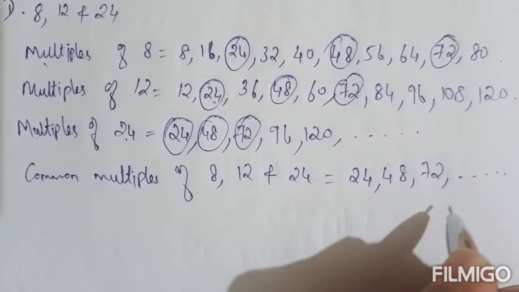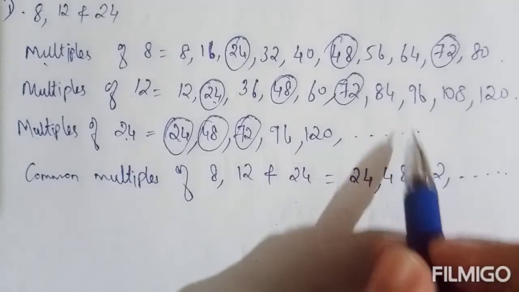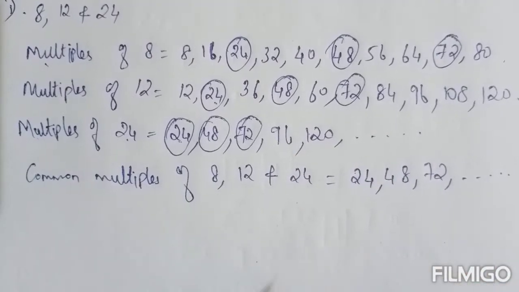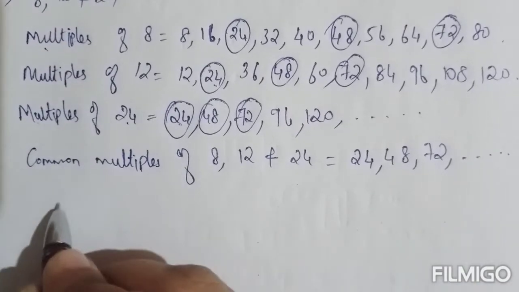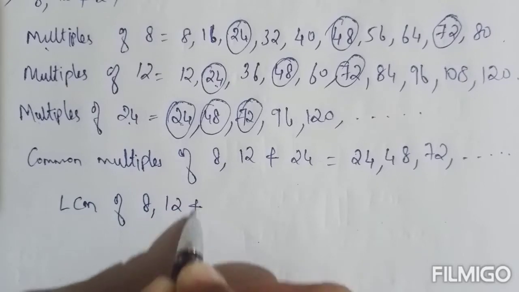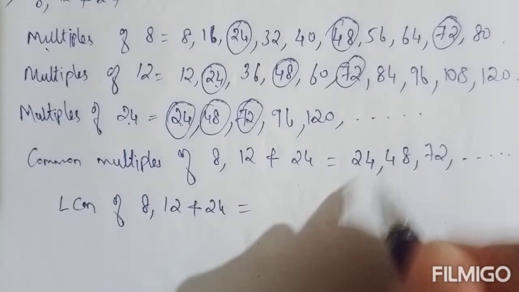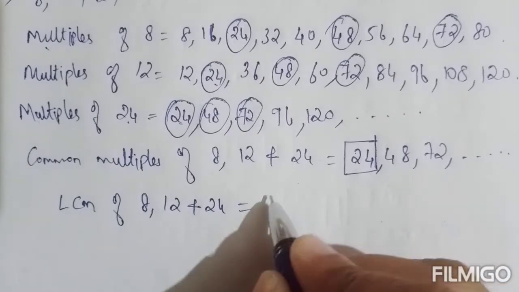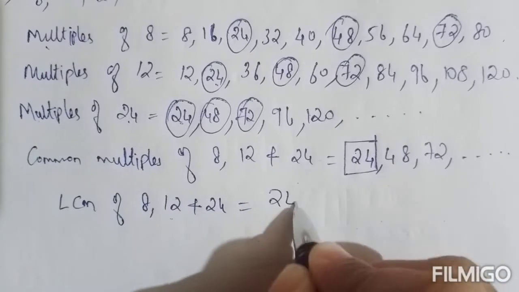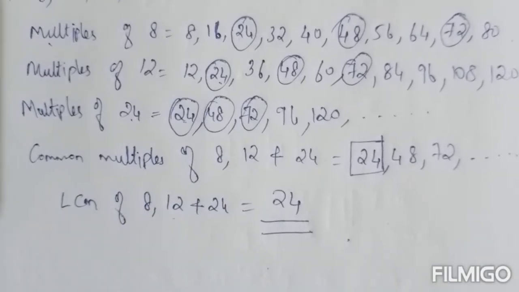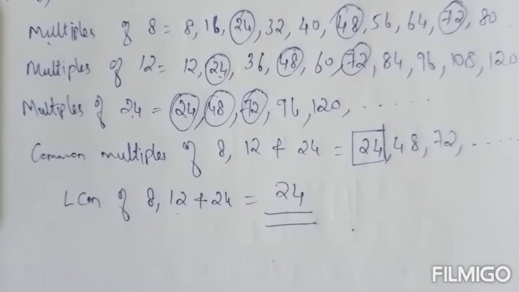There will be many numbers as common multiples of 8, 12 and 24. Okay, so now next you can write LCM of 8, 12 and 24. So among these common multiples, 24 is the lowest number. So LCM of 8, 12 and 24, it is 24. This method is the common multiple method.